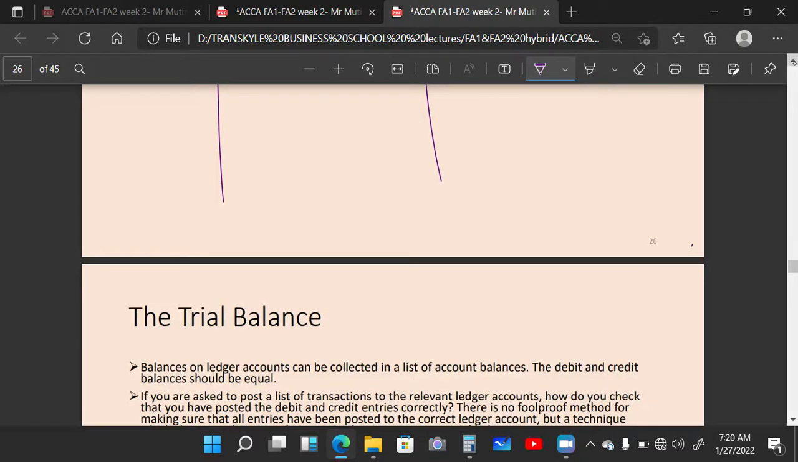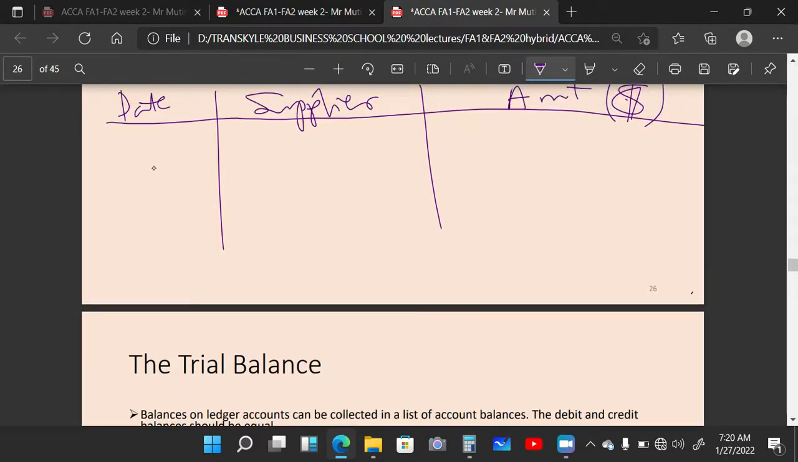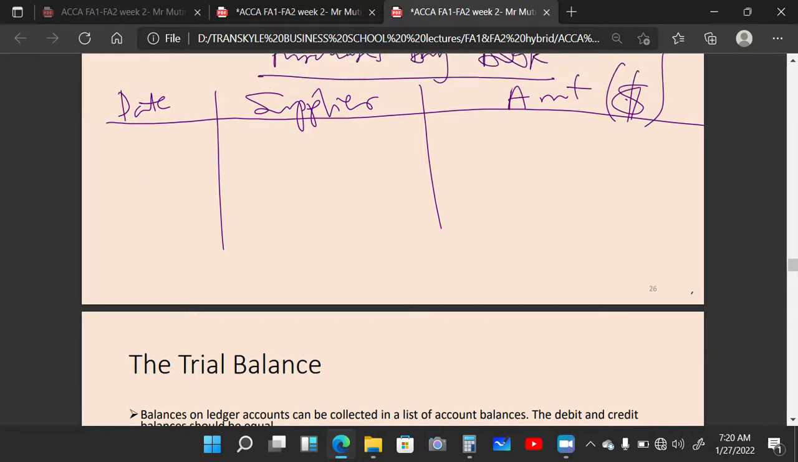Purchase day book. Remember, these are just lists of transactions. There's no double entry in these books. They are just lists of what has happened on a day-to-day basis, so you just make an entry in them without worrying about any double entry bookkeeping.